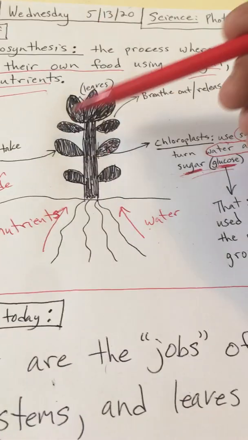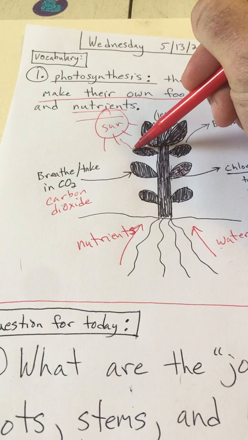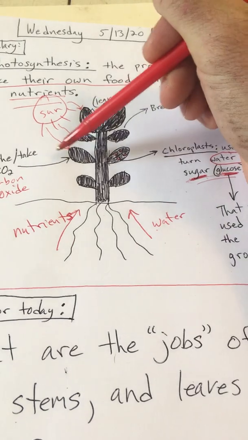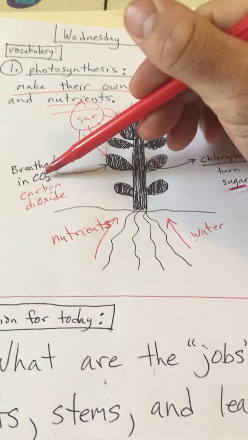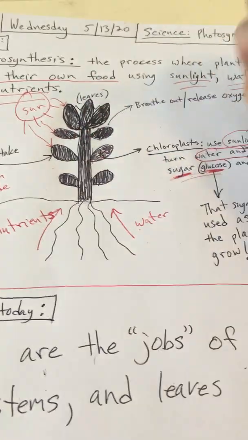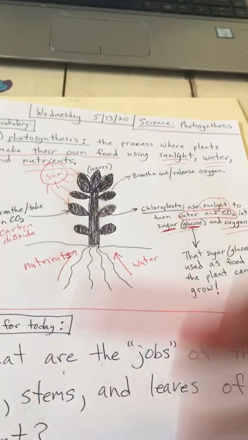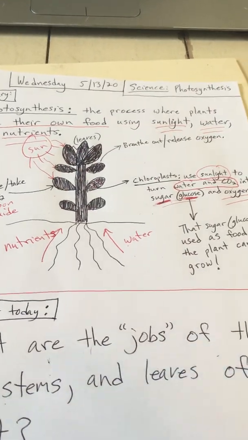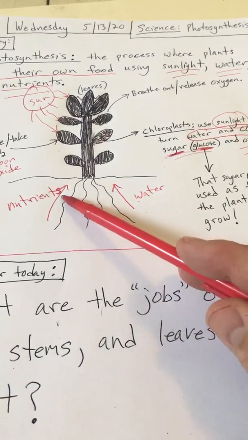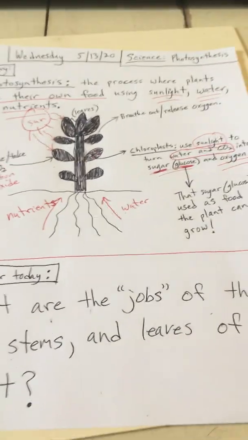Okay? So as the sun is shining down on these leaves, and the leaves all have chloroplasts in them, those chloroplasts are going to take the sunlight, the carbon dioxide that they're breathing in, and the water and the nutrients, and they're going to turn that into a sugar called glucose, and that sugar is going to help the plant continue to grow. It's going to get bigger and bigger. It's going to grow more and more leaves and get as big as it can, as long as it has enough nutrients, water, and sunlight to allow photosynthesis to happen in these chloroplasts.